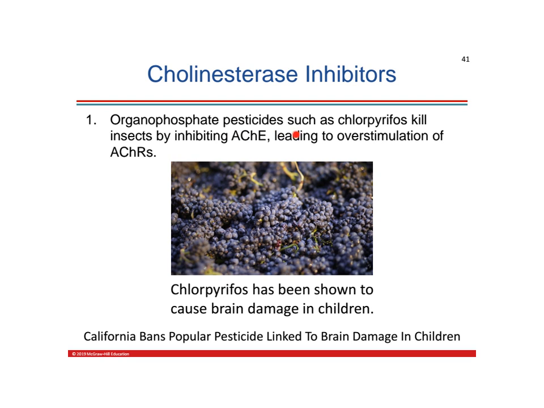Organophosphate pesticides such as chlorpyrifos, again, kill insects by inhibiting ACHE, leading to overstimulation of the acetylcholine receptors. Now, it turns out that chlorpyrifos has been shown to cause brain damage in children. There's very strong evidence for this. And so a number of states have started to ban it. California has a ban, I think, that will go in place. Hawaii already has a ban in place for this type of insecticide.